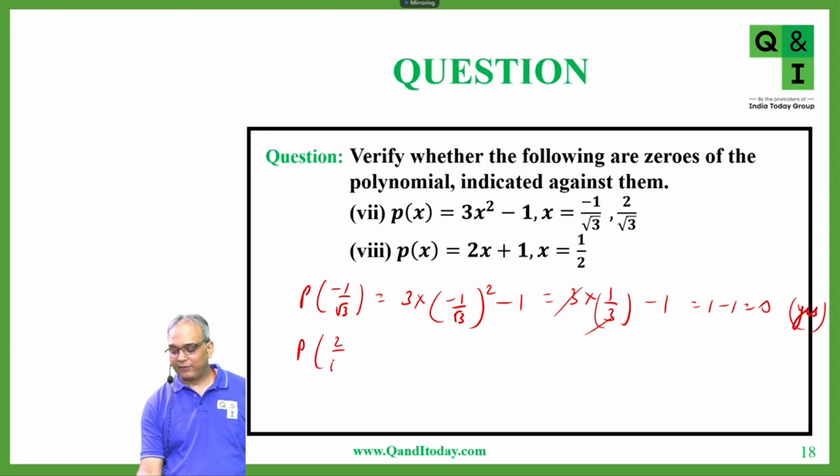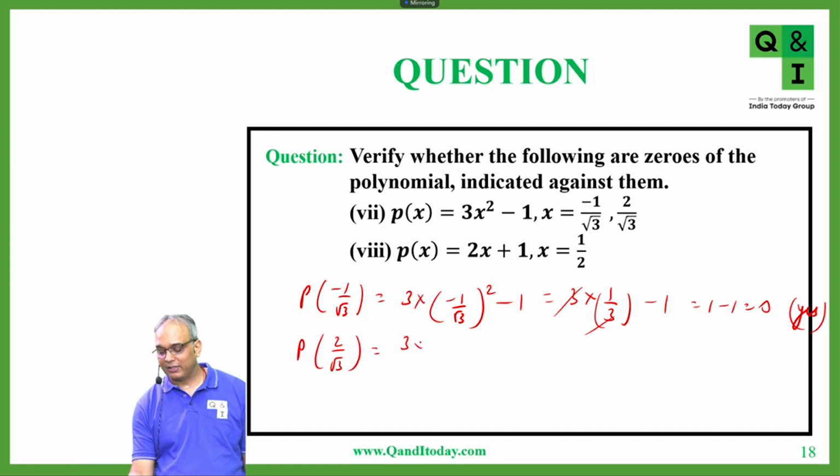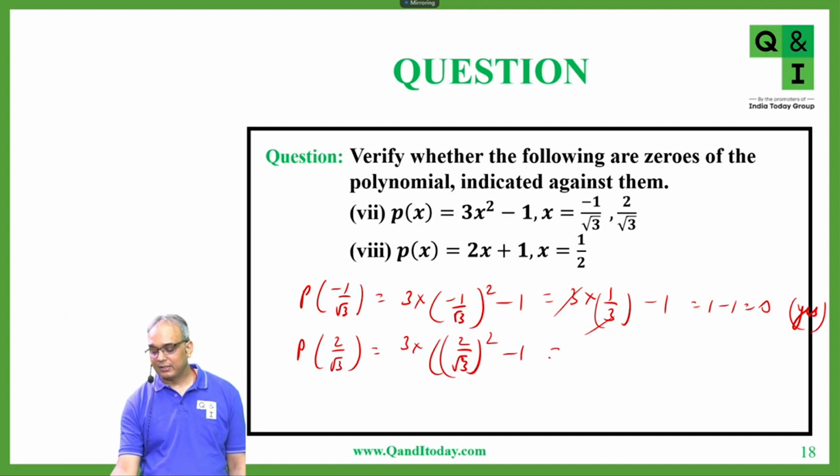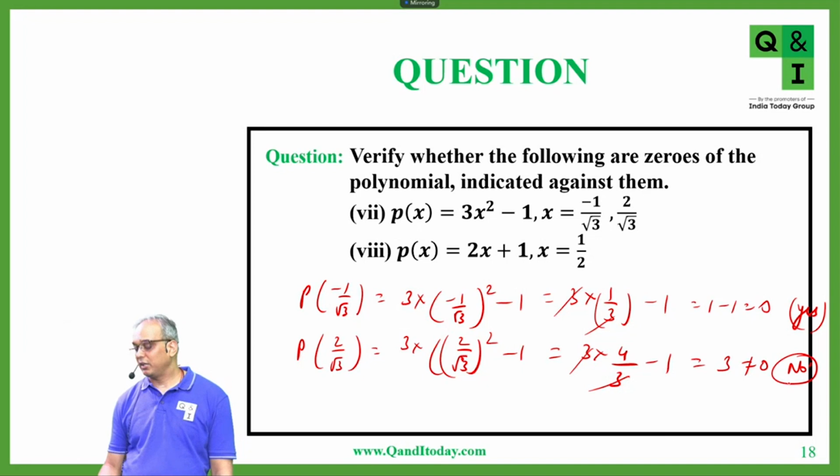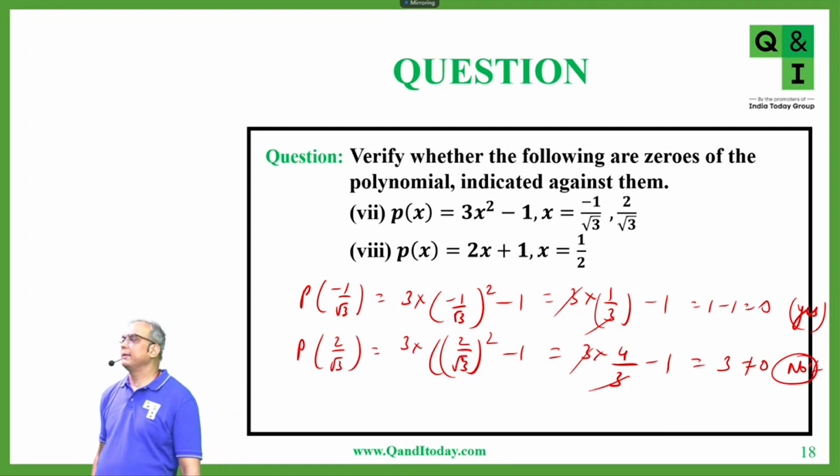And you have to check it for 2 by root 3 as well. So 3 into 2 by root 3 whole square minus 1 is equal to 3 into 4 by 3 minus 1. 4 minus 1 is 3, not equal to 0. So that's why it is not a zero of the polynomial. Clear?